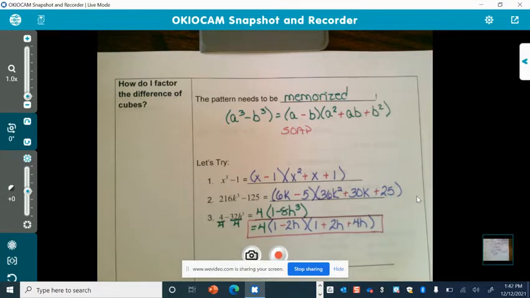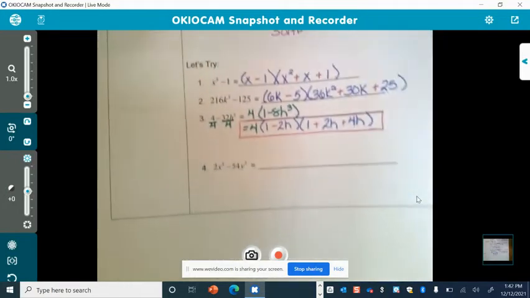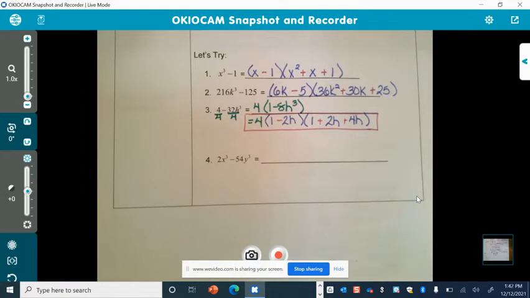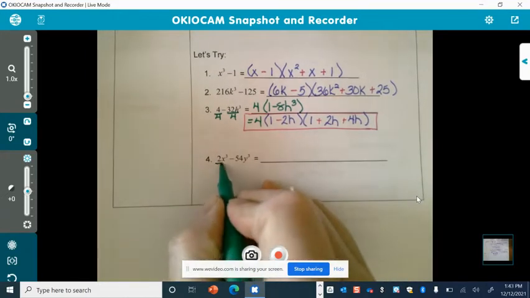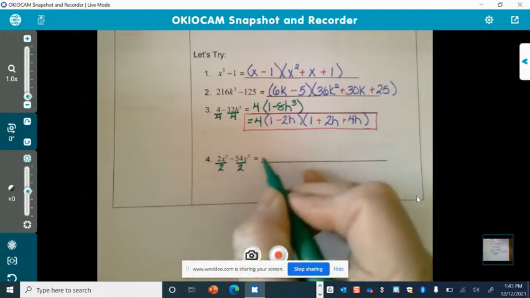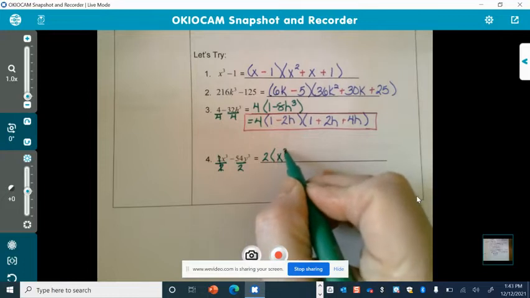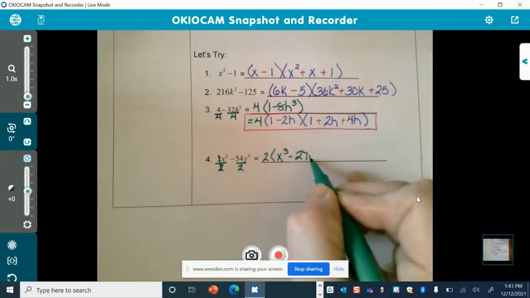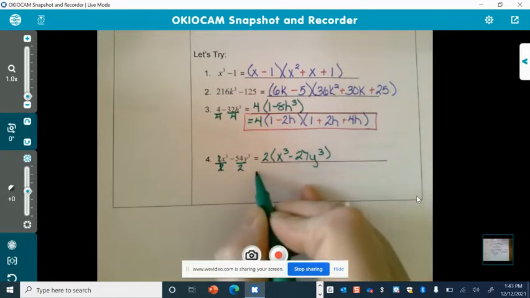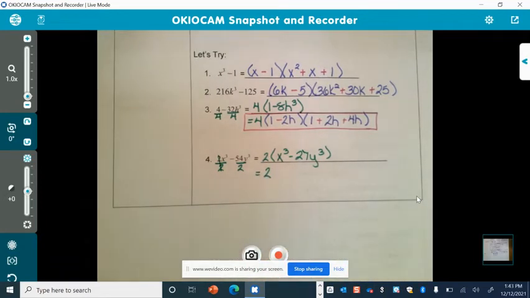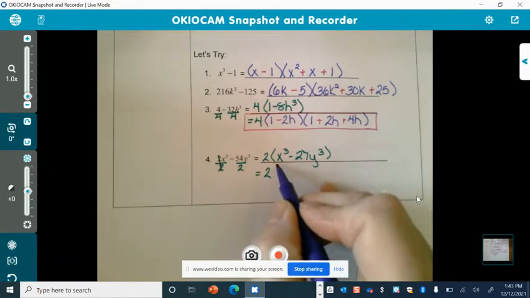Go ahead and pause your video, try the next one on your own, and then come back to check it with me. Alrighty, I do have a greatest common factor here, so we've got to pull that out first. x cubed minus 27y cubed. All right, that's good because I know that those are all perfect cubes.